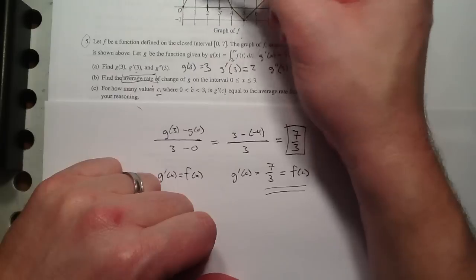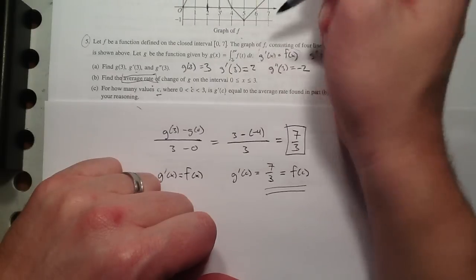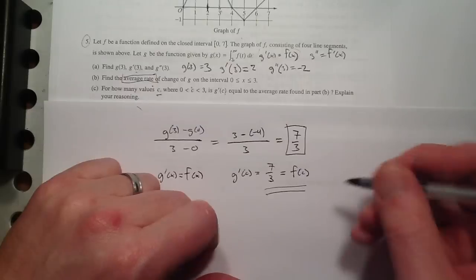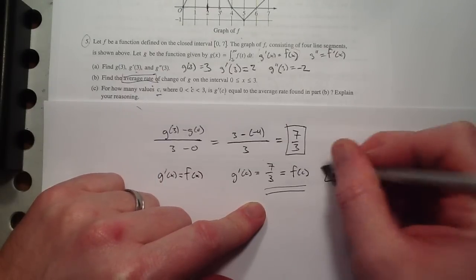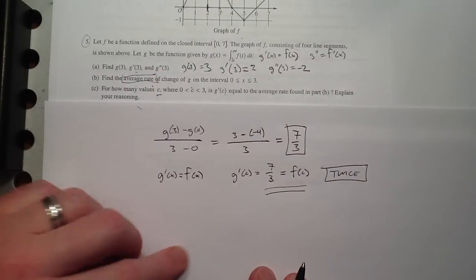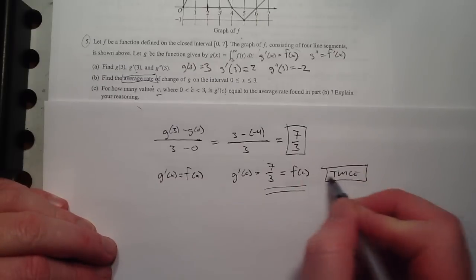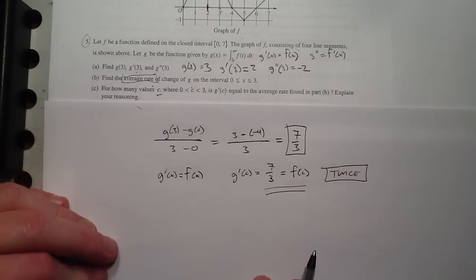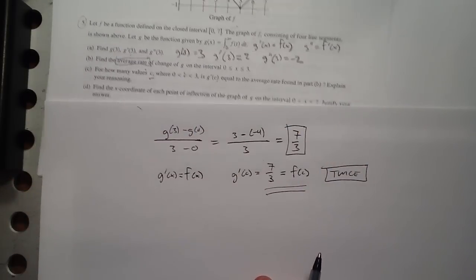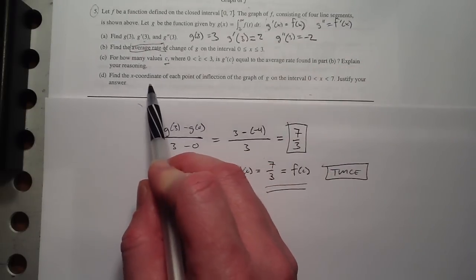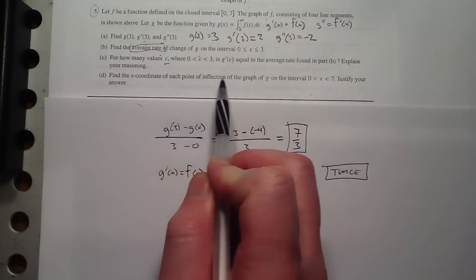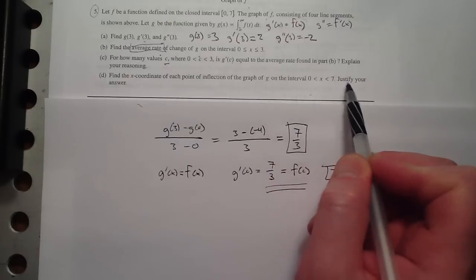And we could actually find, these are straight lines, I guess we could find those values if we had to, but they're not asking. So twice. And again, that would constitute the explain your reasoning. And then last part of this one, find the x-coordinate of each point of inflection of the graph of g on this interval.